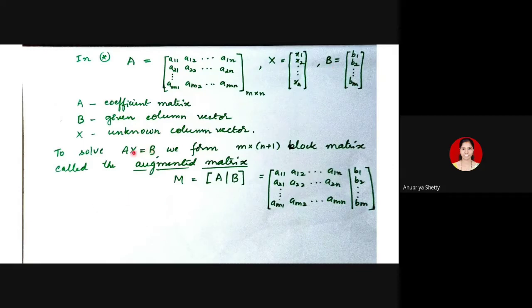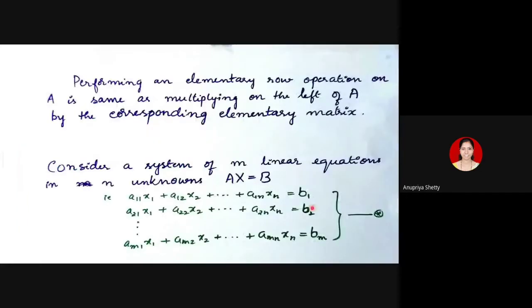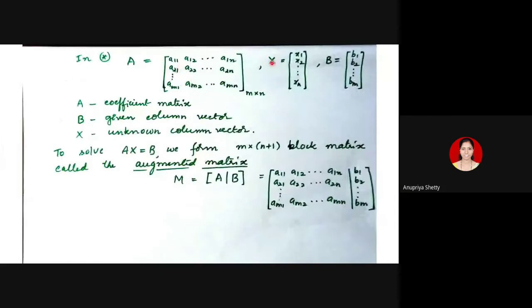The numbers b1, b2, ..., bm together give you the column b. If you multiply A with the column x, what you get is the LHS of these equations, and b gives you the RHS. So these are A, x, and b respectively. You can call A the coefficient matrix of the above system, which I've denoted by star.